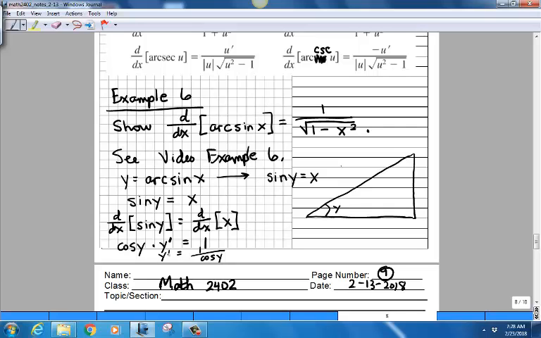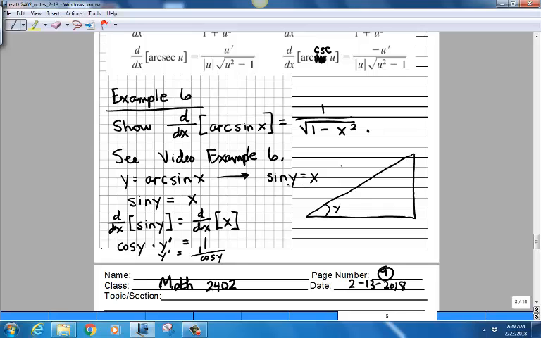So here now we have an expression for y prime. Remember, y is arcsine of x, so y prime is going to be the derivative of the arcsine of x. There's our expression for the derivative of the arcsine of x. But I need to write that in terms of x, not in terms of y. So I'm going to have to translate cosine of y back to the variable x. This is where a representative right triangle can help me, like we practiced in some of the early examples.